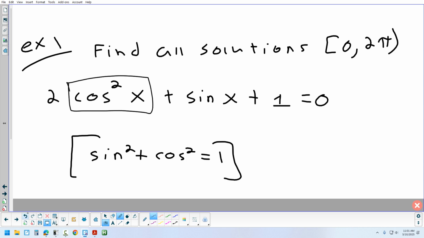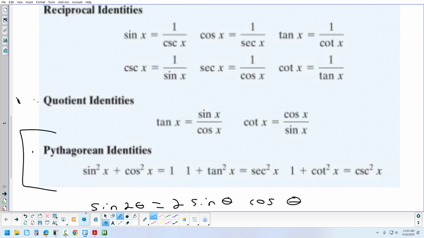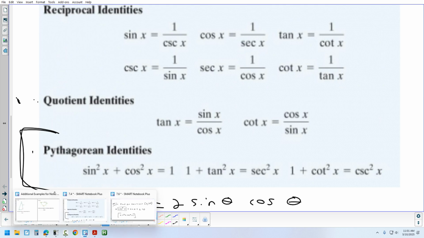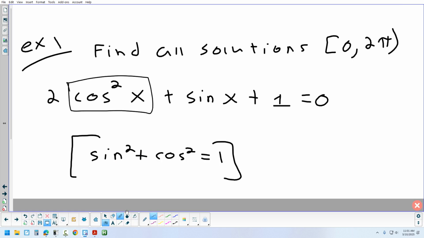And the way that you're going to generally change something that's squared is you are going to use a Pythagorean identity. So I copied the Pythagorean identity you need for this one. It's sine squared plus cosine squared equals 1. So what does that mean cosine squared would equal?